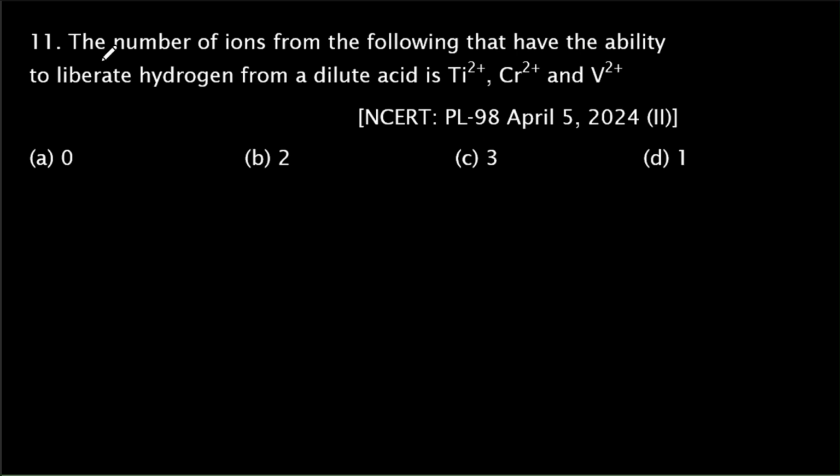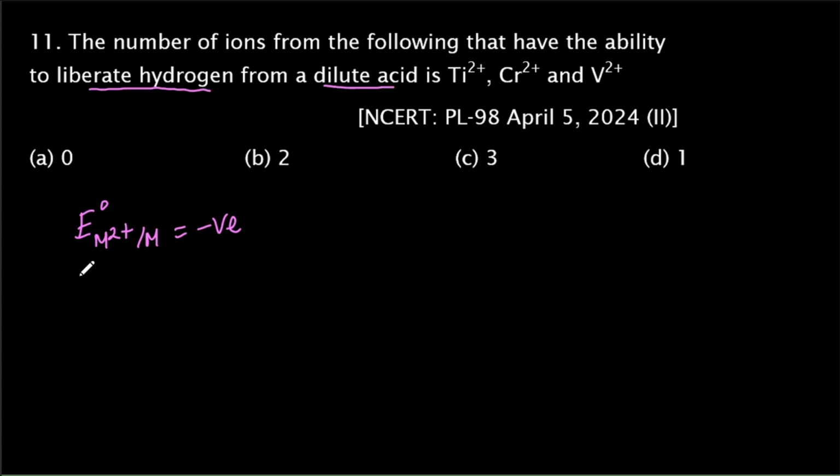The next question is, the number of ions from the following that have the ability to liberate hydrogen from a dilute acid is. So the ions given are titanium in +2 oxidation state, chromium in +2 oxidation state and B2+. So out of these ions, to liberate hydrogen gas from dilute acid, the condition is that the standard electrode potential value, that is M2+/M, must be negative. If the standard electrode potential value is negative, then it can liberate hydrogen from dilute acid.